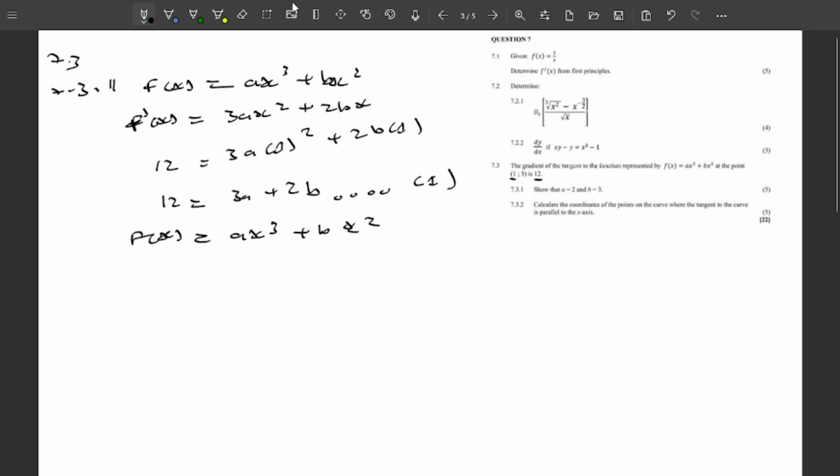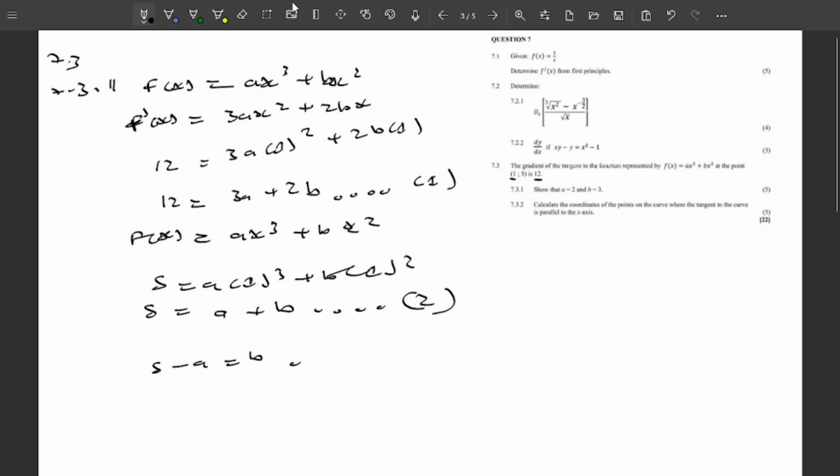So it's going to be 5, which is equal to a times 1 cubed plus b times 1 squared, and we're going to have 5 equals a plus b. If it was negative, it would be a negative a, but it's positive. So this is our second equation. Now we create our third equation, which is 5 minus a equals b.